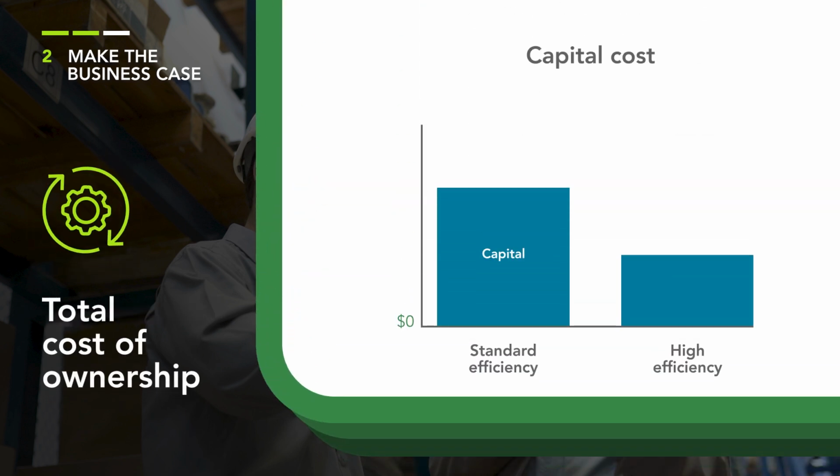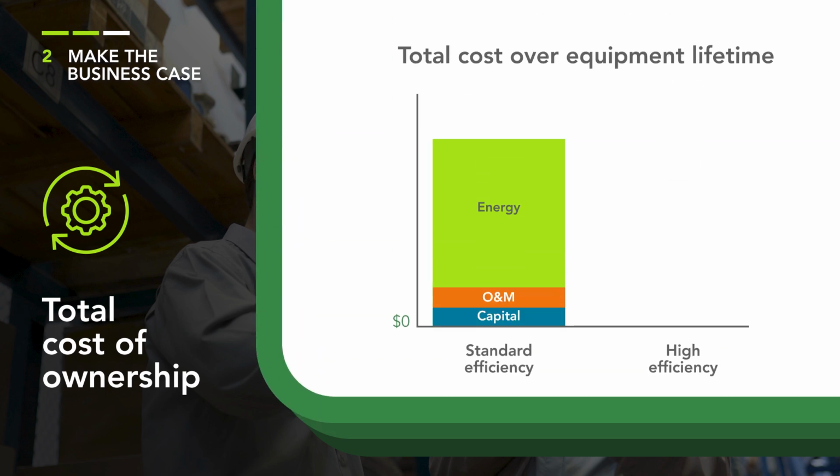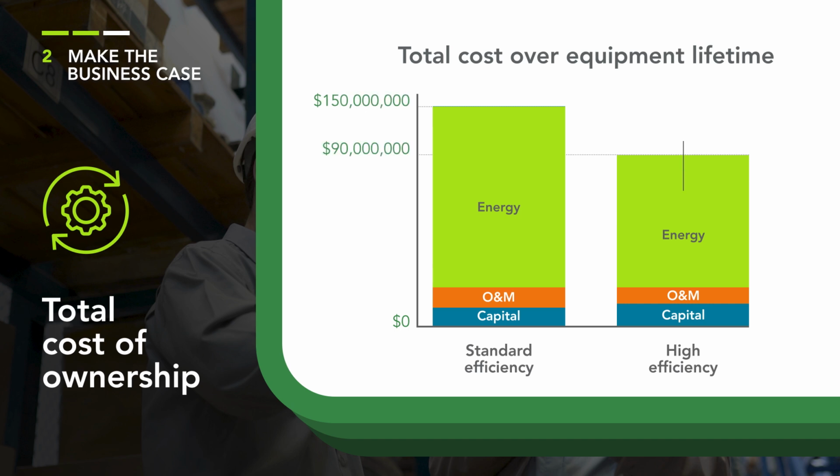Total cost of ownership includes owning and operating the equipment over its lifetime. In many instances, capital costs account for only about 10% of the total cost of equipment ownership. Choosing options that provide lower ongoing operating costs can be favorable, even with a higher upfront cost. But this information needs to be captured in the business case.